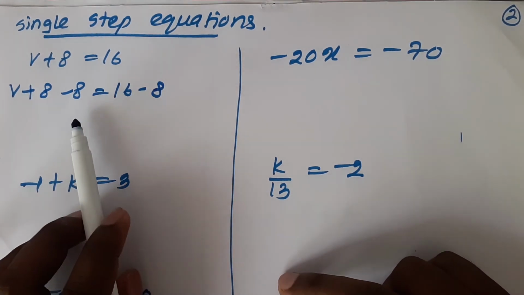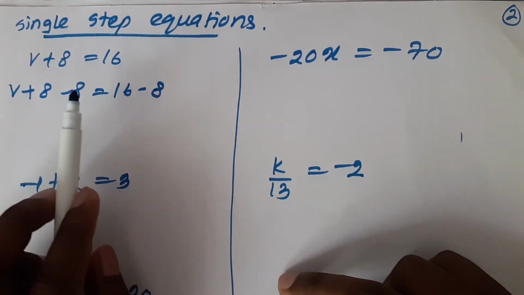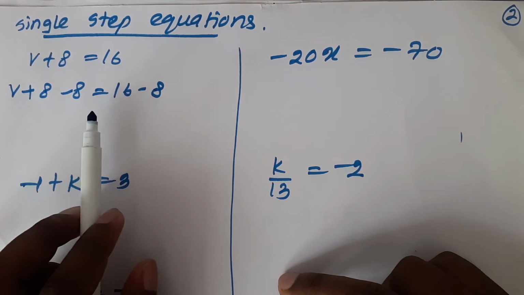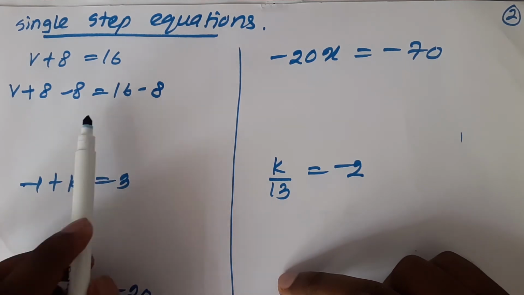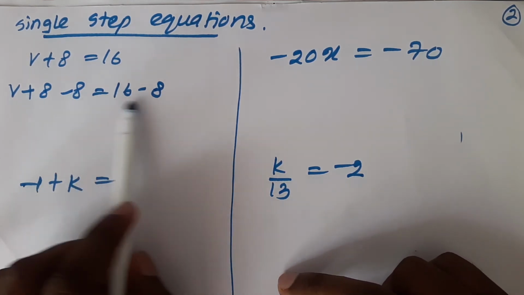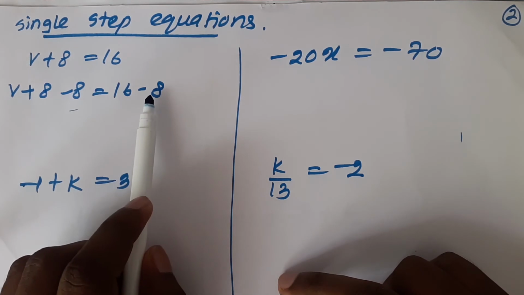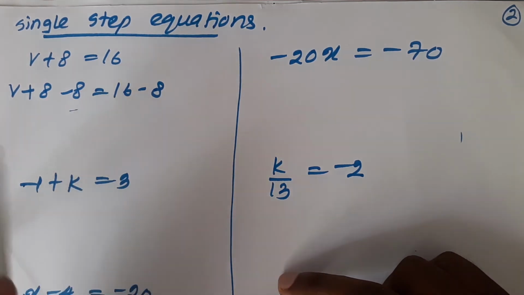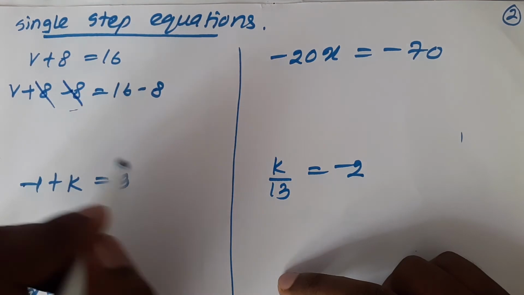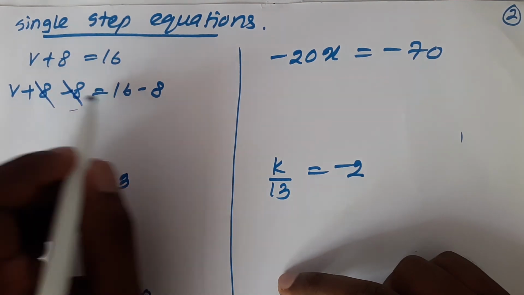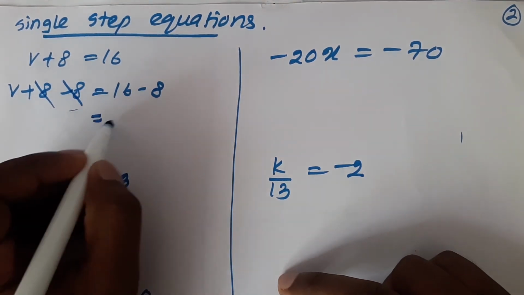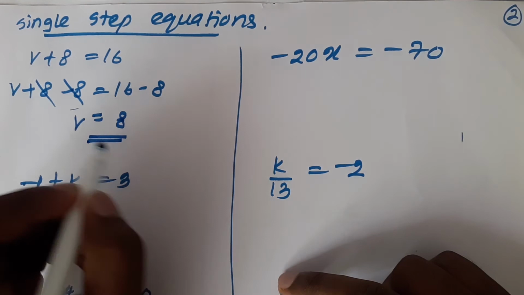If you compare the first expression and the second one, you can see that there is essentially no difference, because the same thing has been done to both sides of the equation. Minus 8 to minus 8 should be cancelled out. But if we do the sum, we can see that on this side the plus 8 is cancelled out, and in 16 minus 8 the remainder is 8. So v equals 8.